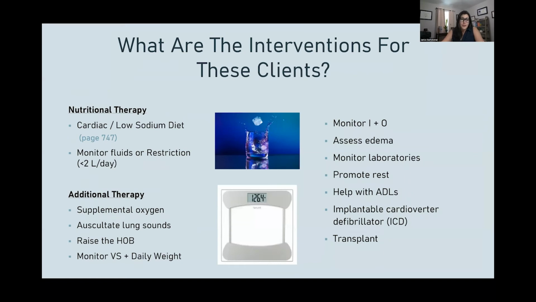Well, now that we've diagnosed that someone has heart failure, then what? What do we do for these clients? Well, let me tell you, someone can live outside of the hospital with heart failure. They don't have to be hospitalized every day.